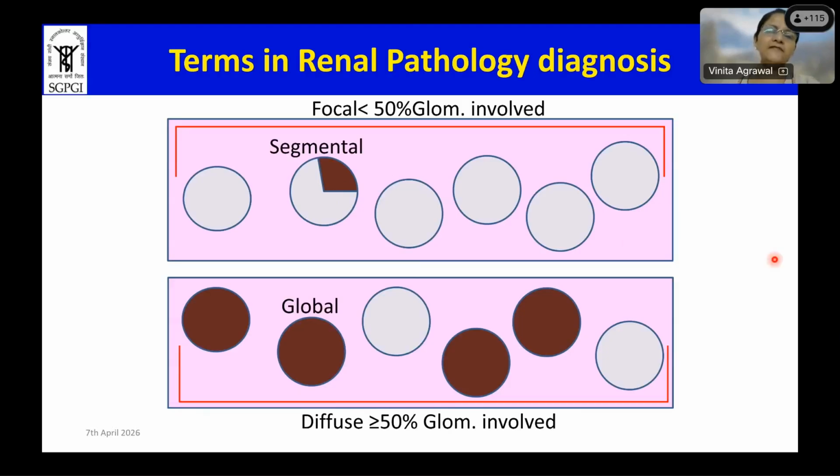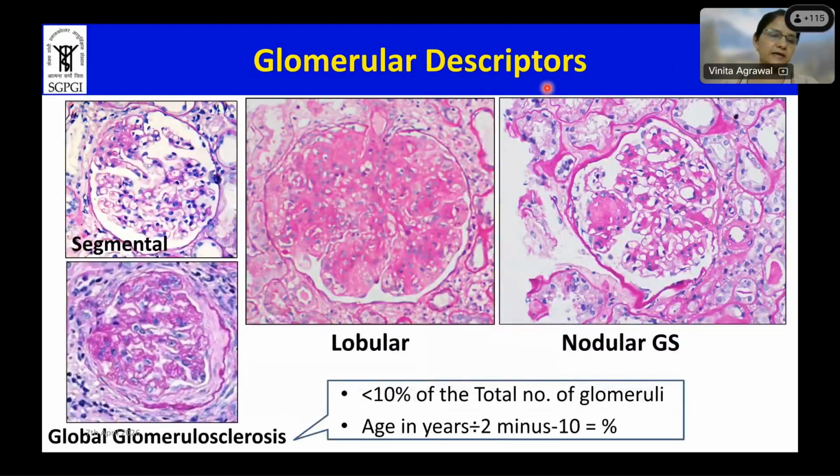Then we have different glomerular descriptors that we use. As I said, segmental for a part of the glomerulus involved, lobular when these lobules are very attenuated. What happens is, when you look at a normal glomerulus from the hilum towards the periphery, it is divided into different lobules, which are formed of capillaries and the mesangial matrix.